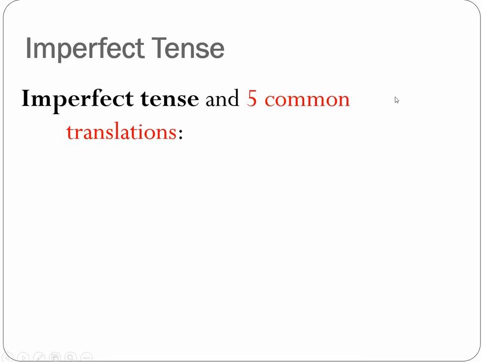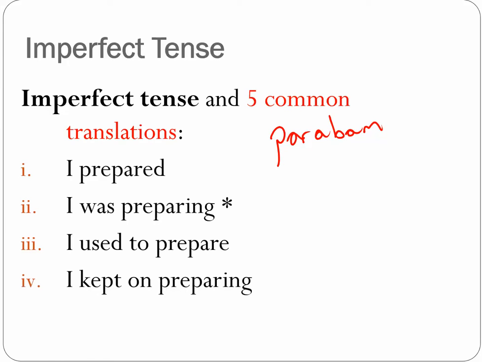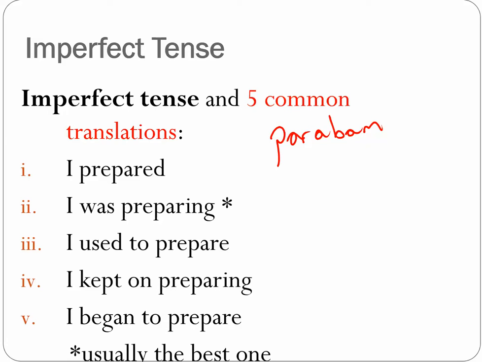Imperfect has 5 common translations. So if I saw parabam, then I could say I prepared, I was preparing, I used to prepare, I kept on preparing, I began to prepare. It has more really, but these are the 5 I expect you to know. Usually the best one is this option.